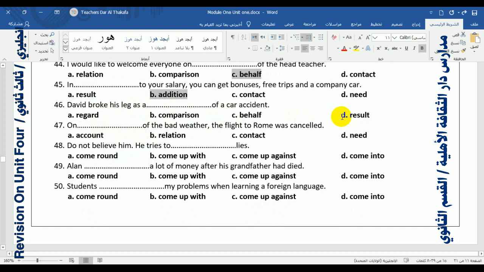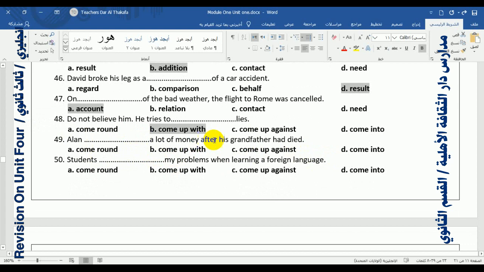On إيه كده of the bad weather، بسبب الجو السيء، the flight to Rome. كلمة بسبب: on مع of برضو، on account of، الاختيار A، بسبب. Don't believe him, he tries to، بحاول يختلق أو يألف الأكاذيب. كلمة يختلق أو يألف، which one? Come up with، يختلق أو يألف lies، الأكاذيب. Alan إيش كده a lot of money after his grandfather had died، وارث فلوس كثيرة بعد ما جده مات. كلمة وارث اللي هي come into. Okay, the last one.